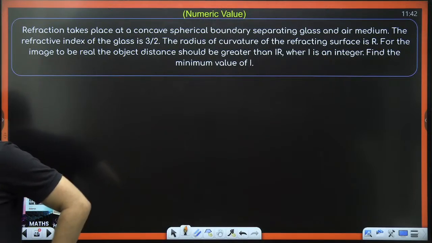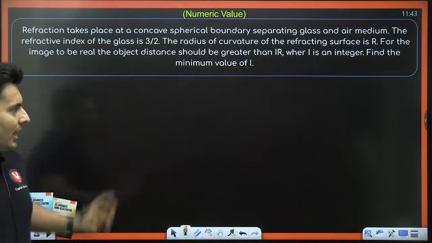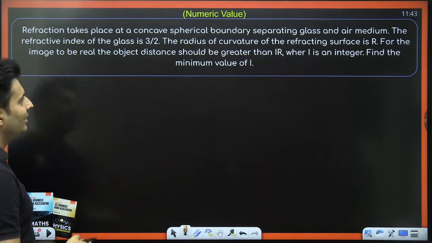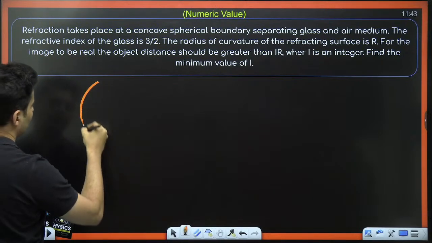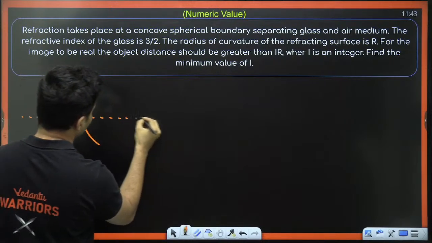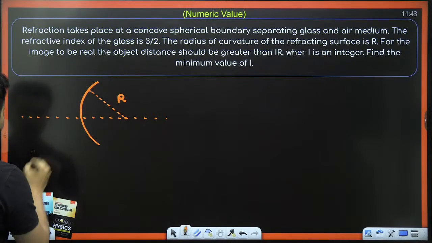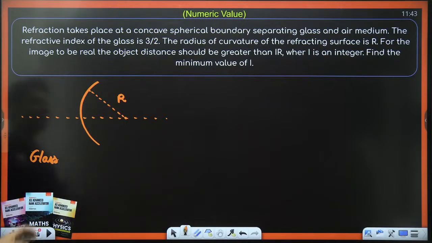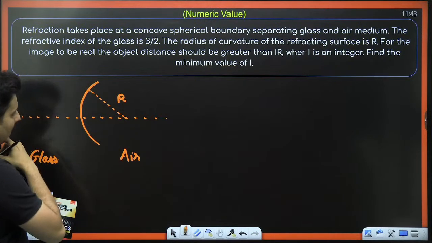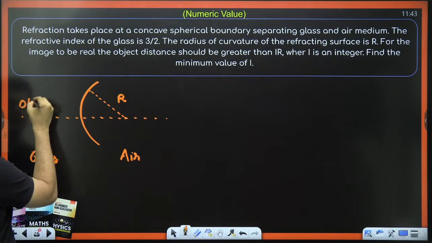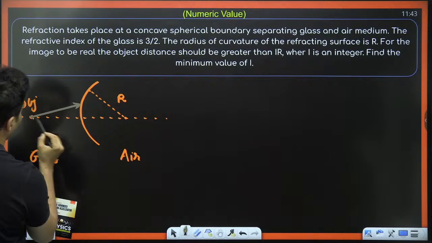How about this particular question? Think about this. What do we do over here? First of all, draw the diagram, because the diagram is not given. That's the first thing that should come to your mind. There is a concave spherical surface separating glass and air. This is your concave surface, this is your radius, separating glass and air, and the object will be here somewhere. Perfect. So the rays of light will go like this.